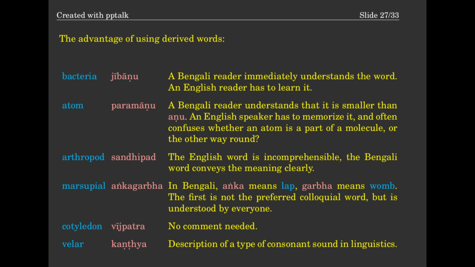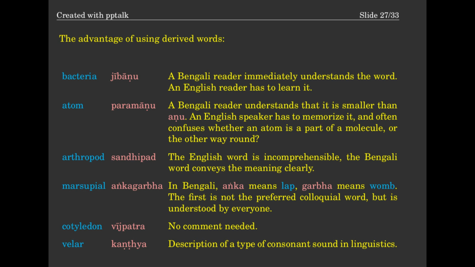It can be worse. Arthropod. The English word is incomprehensible. The Bengali word sandhipod. Sandhi means joint, pod means leg. It conveys the meaning clearly. Marsupial, Onko Garbho in Bengali. Onko means lap, Garbho means womb. Onko is not really the preferred colloquial word, but is understood by everyone. Cotyledon, Bij patro. Bij is seed, patro is leaf. I think no comment is needed for this.